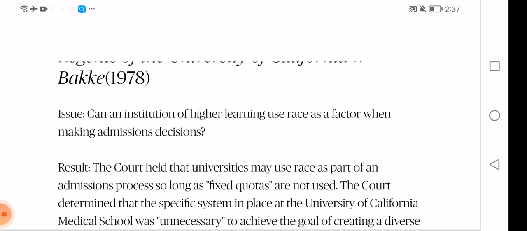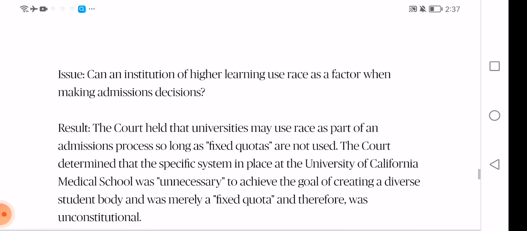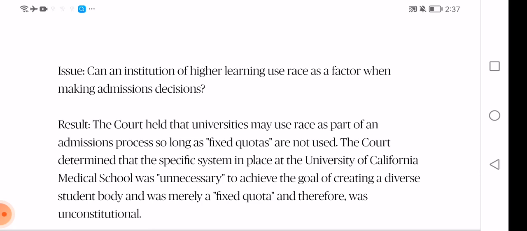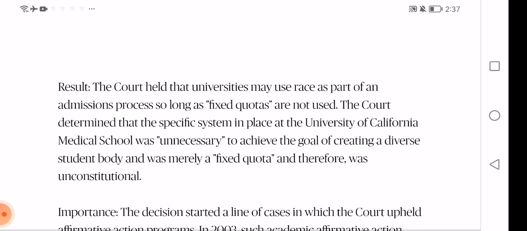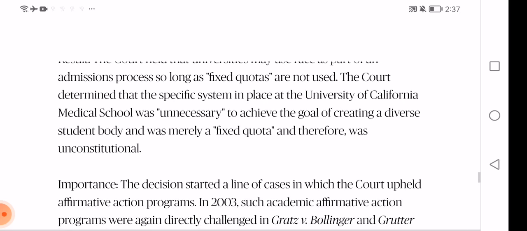Issue: can institutions of higher learning use race as a factor when making admission decisions? Result: the court held that a university that used race as part of the admission process with a fixed quota was not allowed. The court determined that the specific system, meant to create a diverse student body, was merely a fixed quota and therefore was unconstitutional.